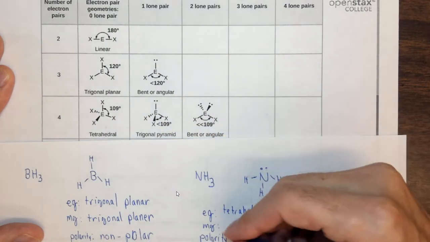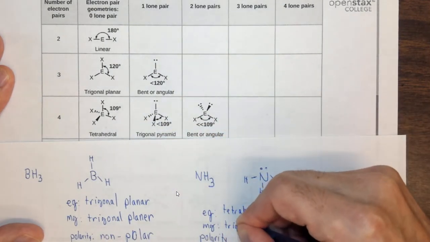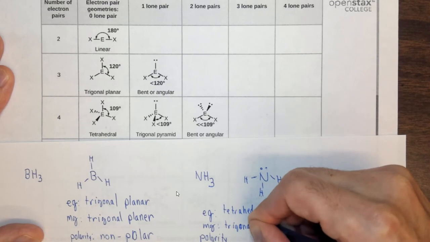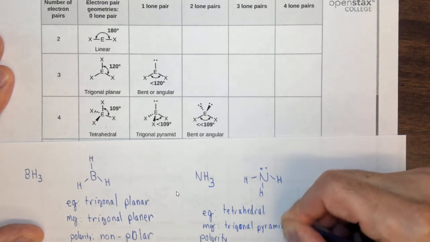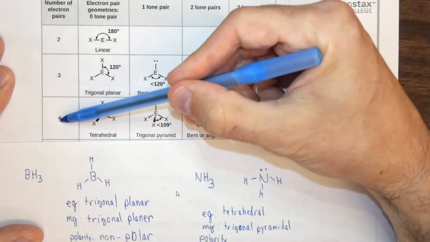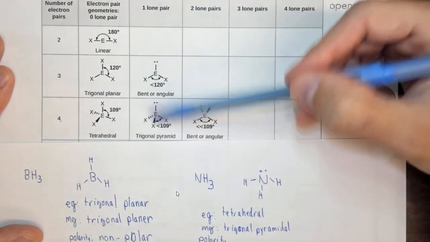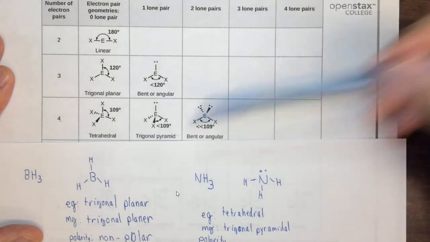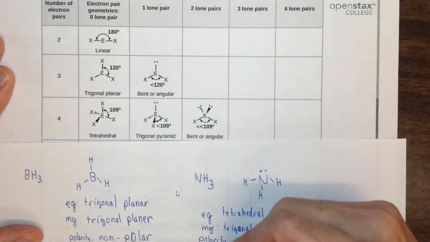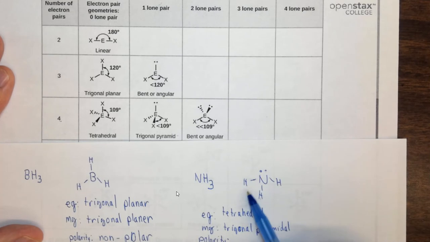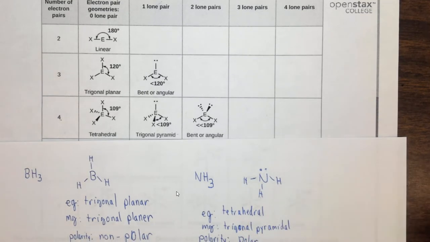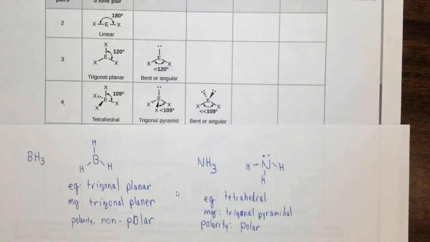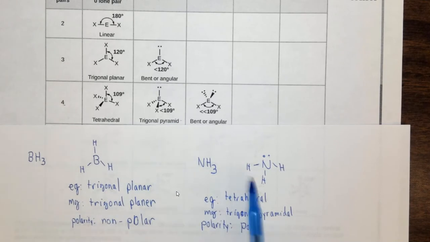4-1 is trigonal pyramid, or a lot of times it's called pyramidal. So we go to 4 domains, 1 lone pair, we find trigonal pyramidal. Polarity, are all the domains the same? No, one of them is a lone pair, 3 of them are hydrogen, they're not all the same. This is polar.